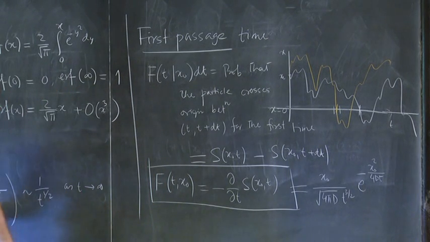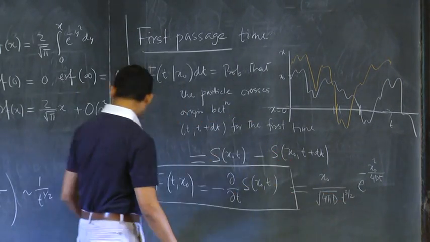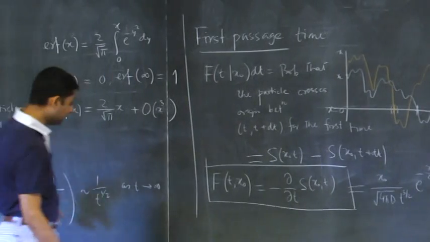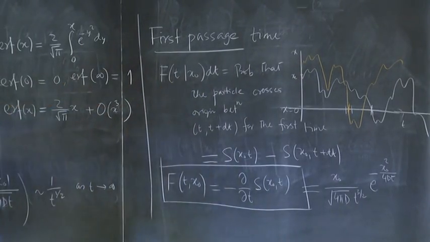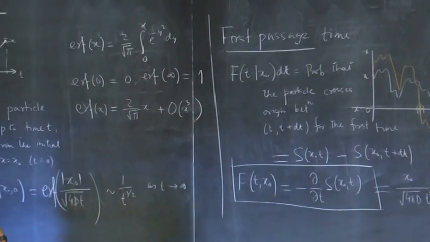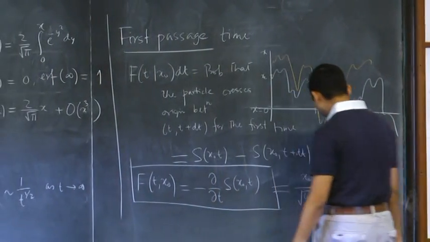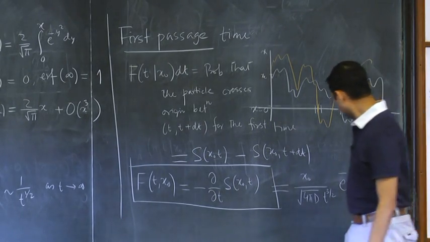The square root of 4D comes from the Gaussian, and the 1 by square root of t, you have to again integrate this guy, right. If you just look at this square root of t, when you differentiate it, it gives you t to the power 3 by 2, right. That just comes from the derivative of 1 by square root of t. Okay, so that is the answer. So that goes like 1 by t to the power 3 by 2, right.